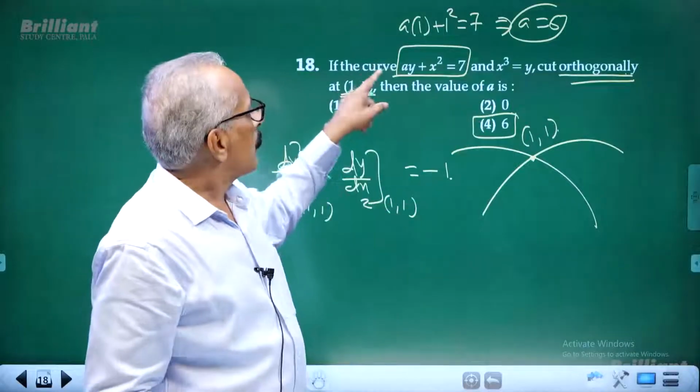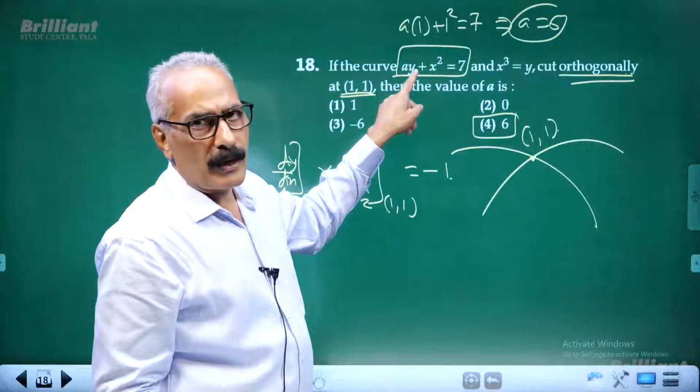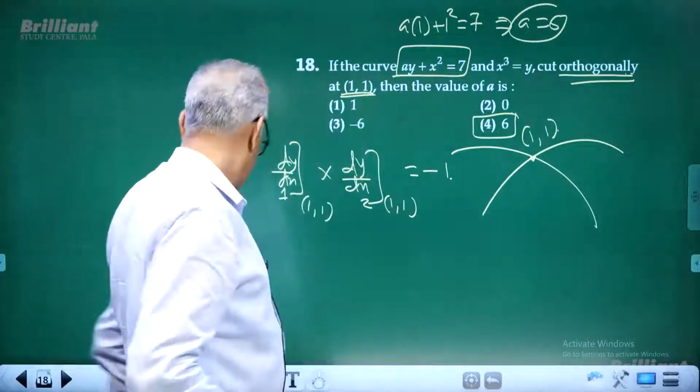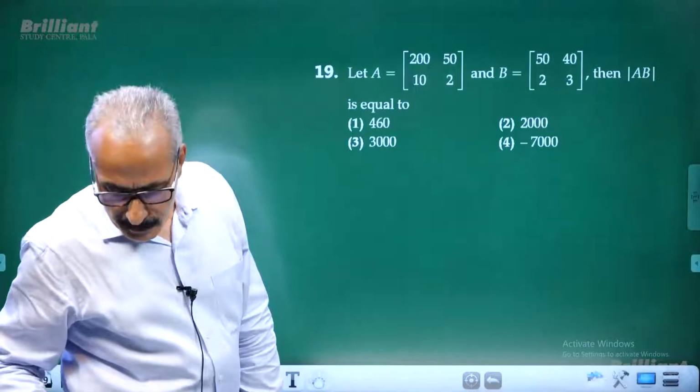a means 1, 1 should satisfy this. Now a into y coordinate 1, 1 square. That's all there is to it. Right. On to the next. 18th question, the answer is 6.